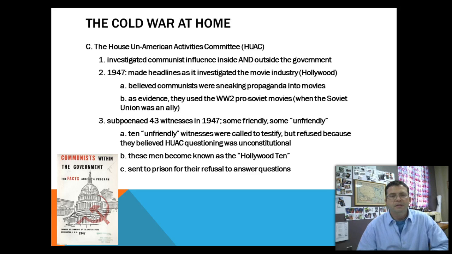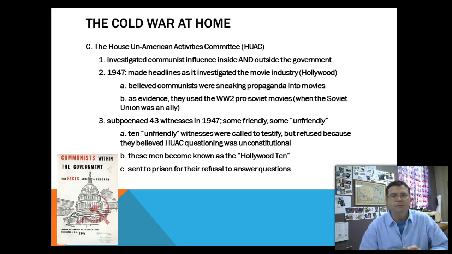Congress doesn't think the Loyalty Review Board is doing enough, so Congress creates the House Un-American Activities Committee, created completely by Congress, and now we see questioning of people inside and outside the government. And this committee is very famous for its attack on the Hollywood industry.